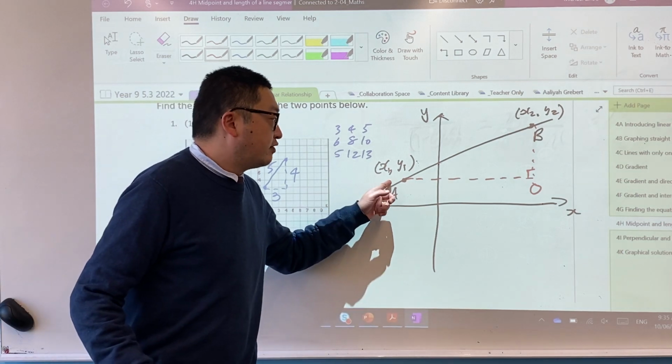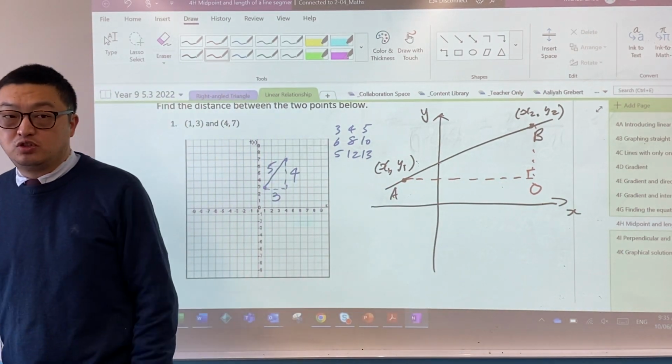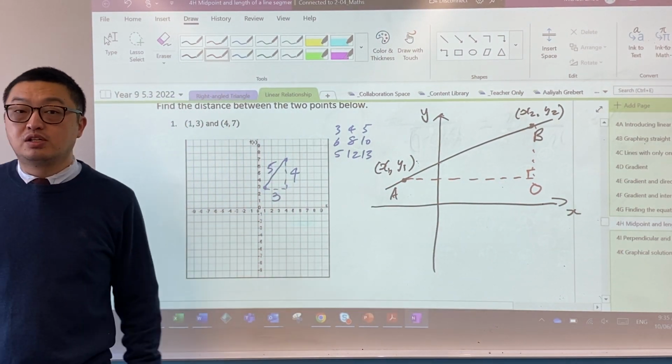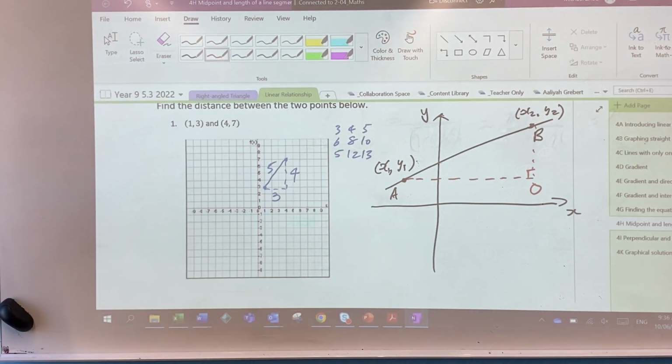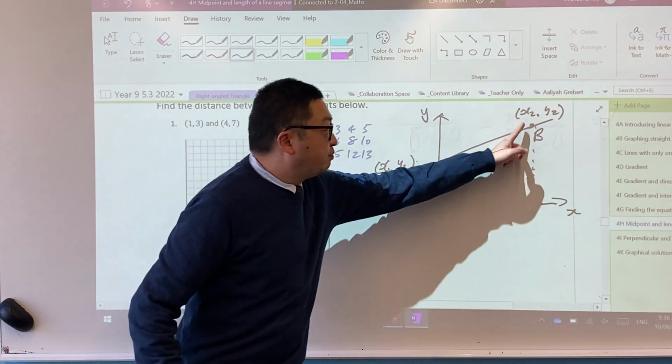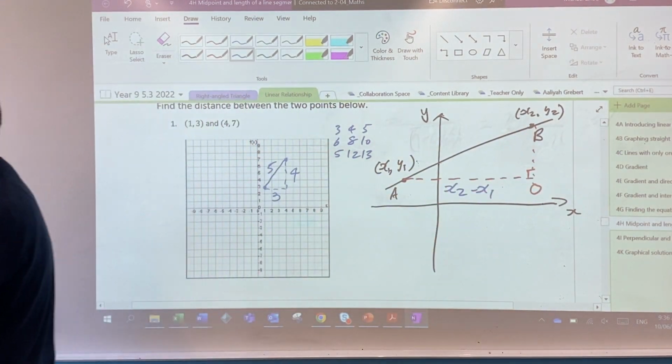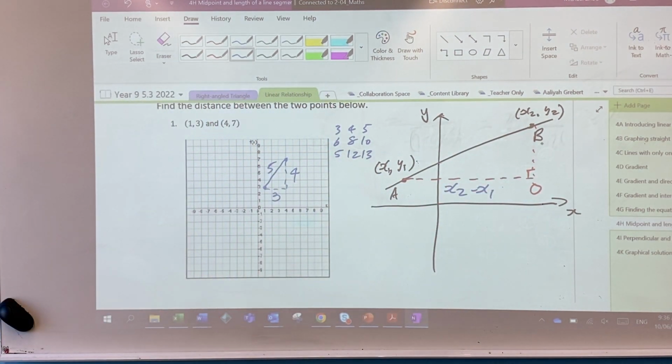How do I find the distance of AO? Just like here. How do I find this part? x2 minus x1. Keep going. x2 minus x1, fantastic. x2 minus x1, very, very good. How do I find the vertical distance of BO? y2 minus y1, well done guys. y2 minus y1, very good.